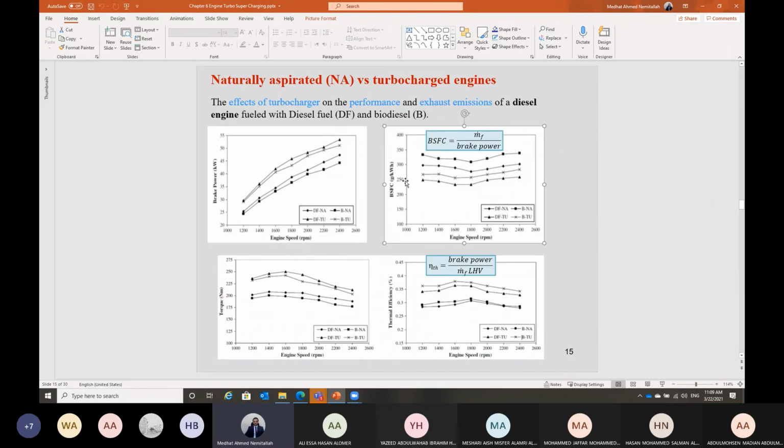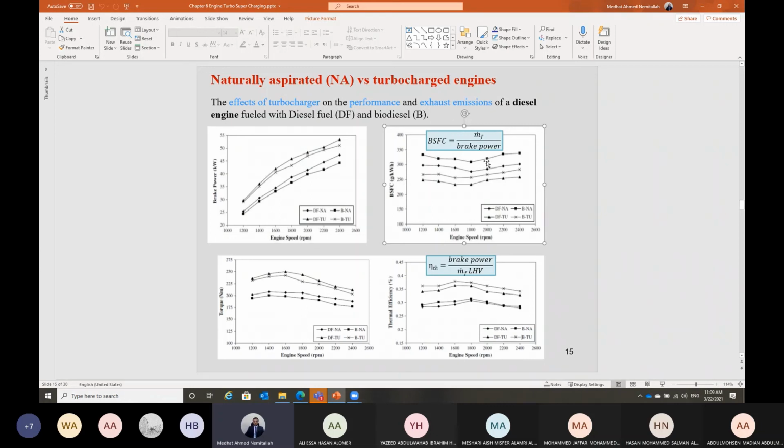It will be around 250 gram per kilowatt hour in the case of diesel fuel, the case of turbocharging, about 250. The case of naturally aspirated will be about 300 in this case. So we have a difference of about 50. So 50 over 250 will be about 20%. That means, guys, we have lower fuel consumption in the case of the turbocharged engine compared to the naturally aspirated engine. We can reduce the amount of fuel consumption by about 20%.